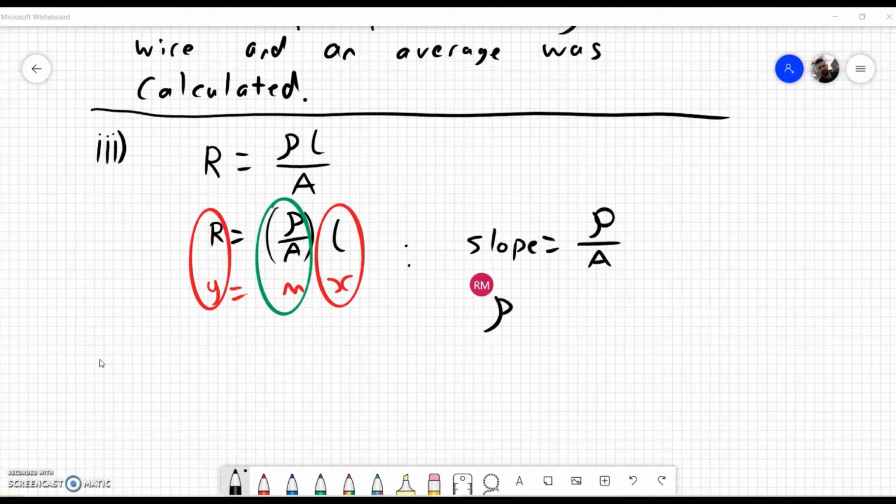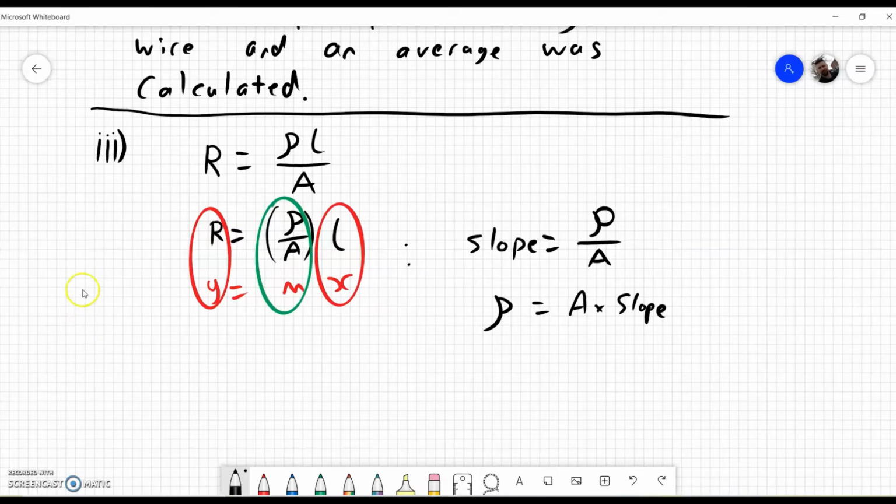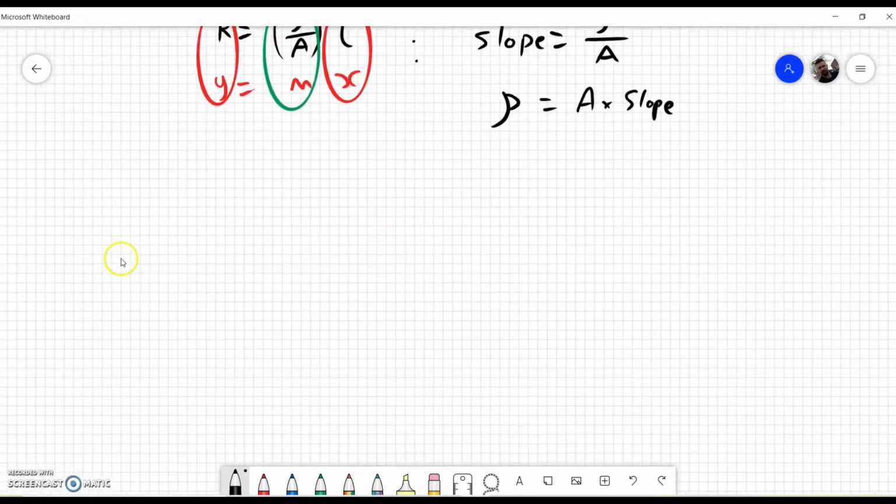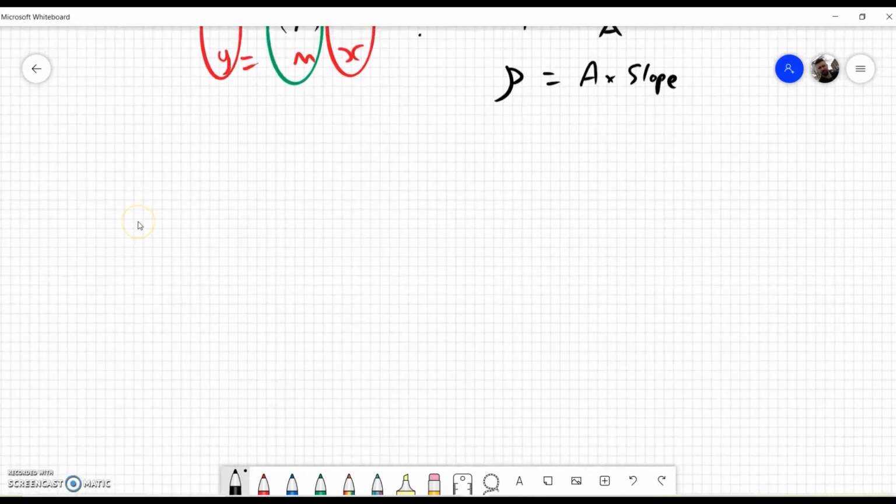Or in other words, if I want to find my resistivity, that's going to be my area multiplied by my slope. So now I know what I need to do for my graph, and later on I also know what I need to do with my graph in order to turn it into a resistivity. So that's why they want me to find a slope in a later question.